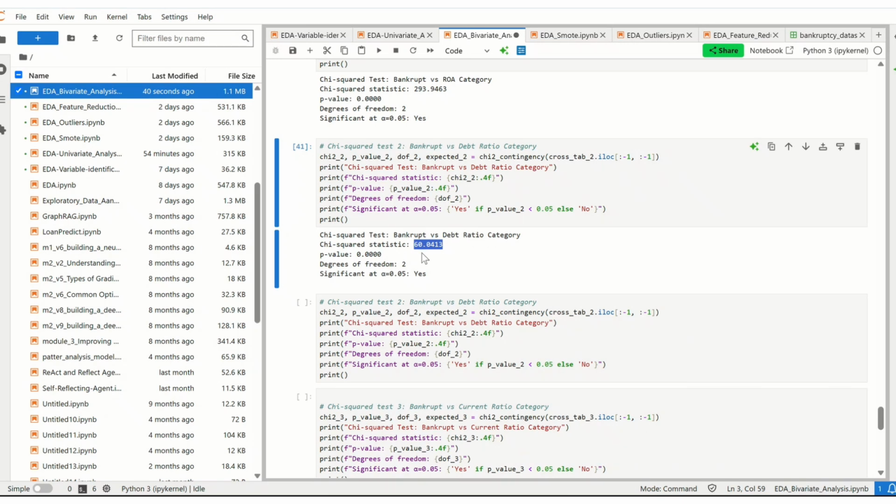So I think maybe I didn't talk about degrees of freedom previously. So what is degrees of freedom? Let's talk about that. At a high level, degrees of freedom represents the number of independent values in a data set that are free to vary when calculating a statistic.